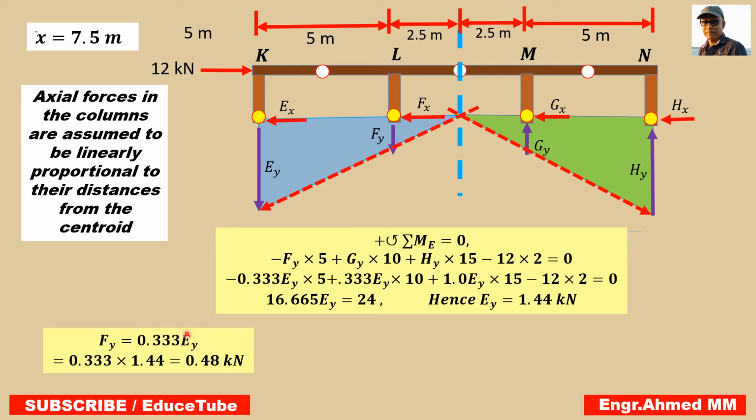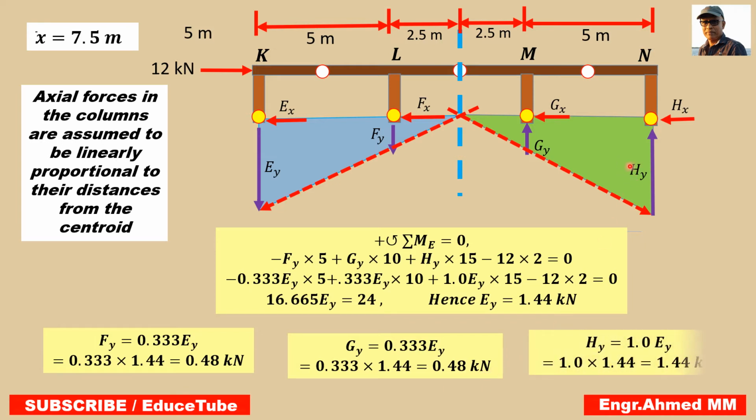Now we'll just place the value for Ey. So we get Fy 0.48, I mean this one. Then Gy we get 0.48. Then Hy we get this. So now we have got all the axial forces.